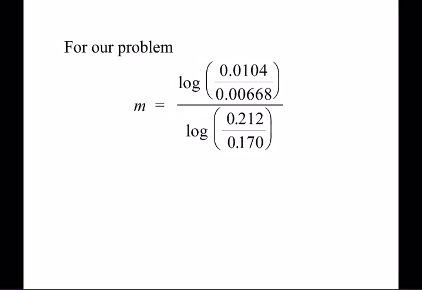Okay? So for rate 2, it was 0.0104 moles per liter per second. For rate 1, it was 0.00668 moles per liter per second. Notice units cancel there. Down in the denominator, the molar concentration of Q2 is 0.212 moles per liter. The molar concentration of Q1 is 0.170 moles per liter.